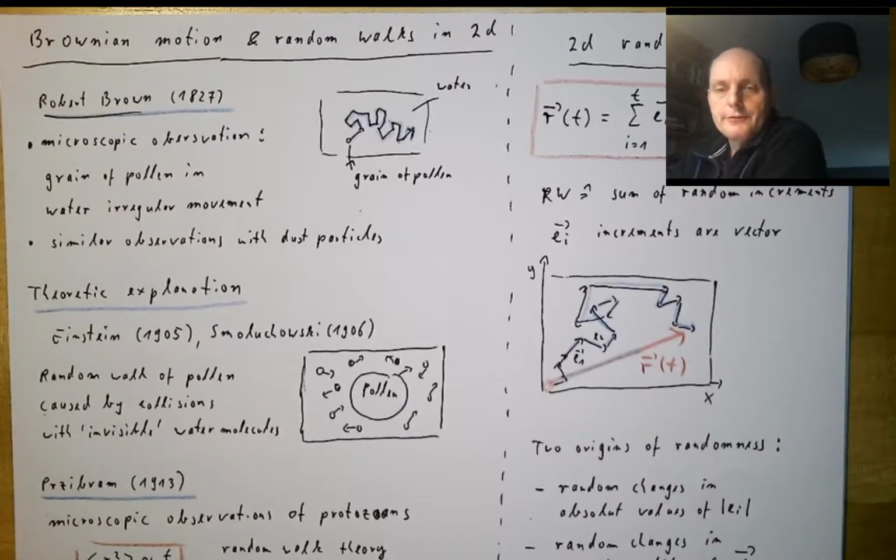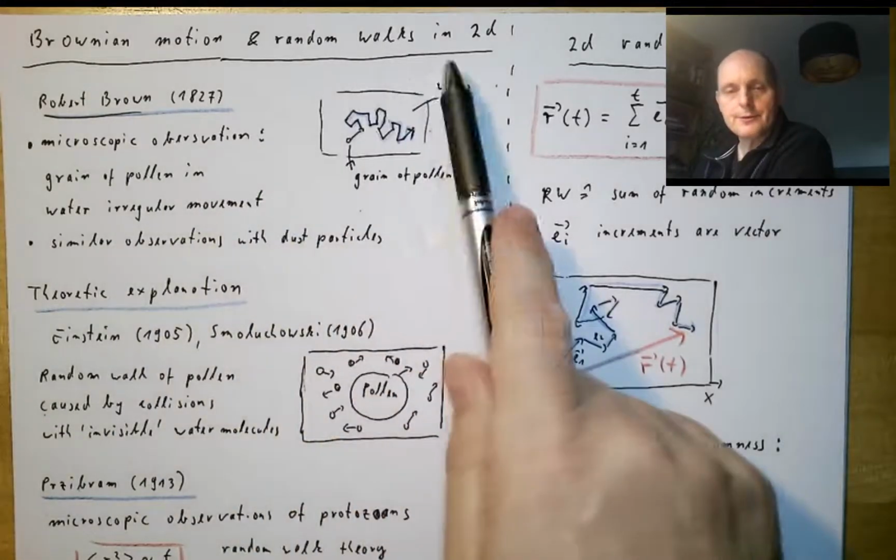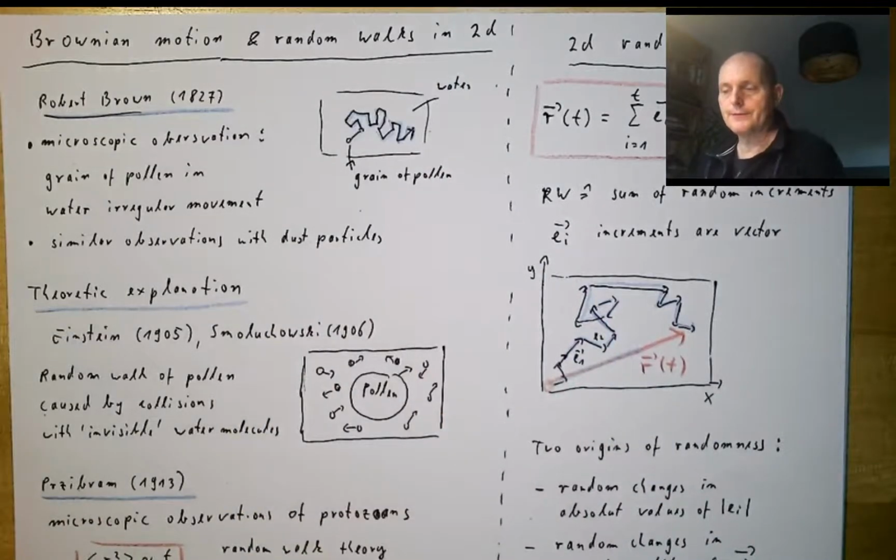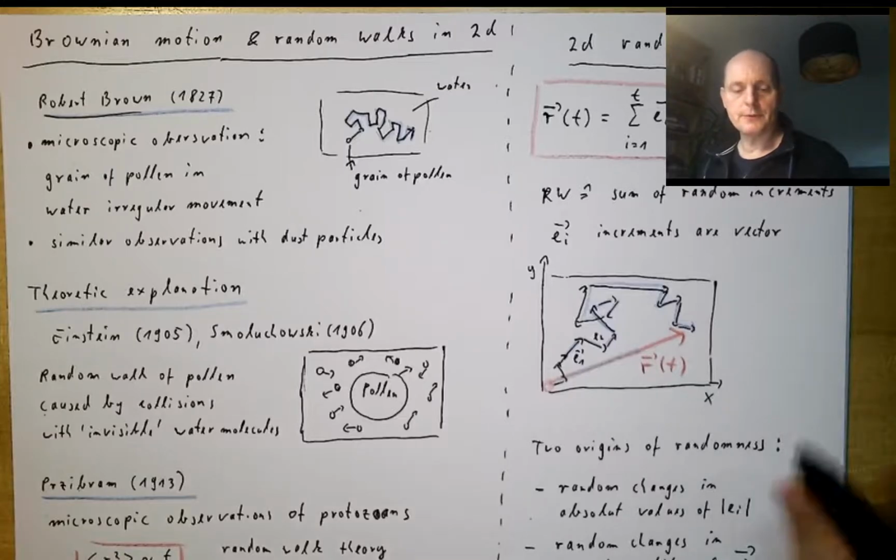Hello, welcome to video 46 in the lecture Advanced Mathematic Modeling. So in the last lecture I introduced the random walks in 2 dimensions, and in this video we're going to explore a little bit the properties of these random walks.